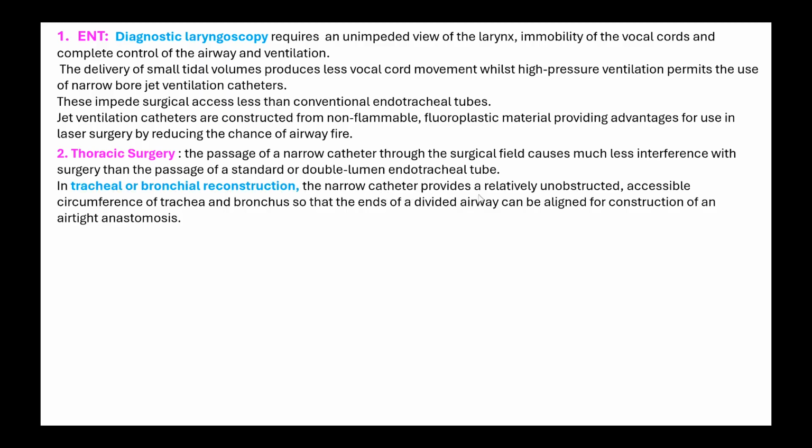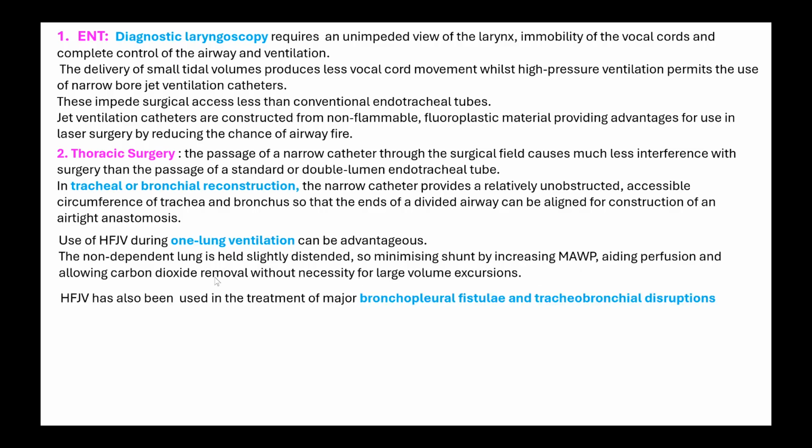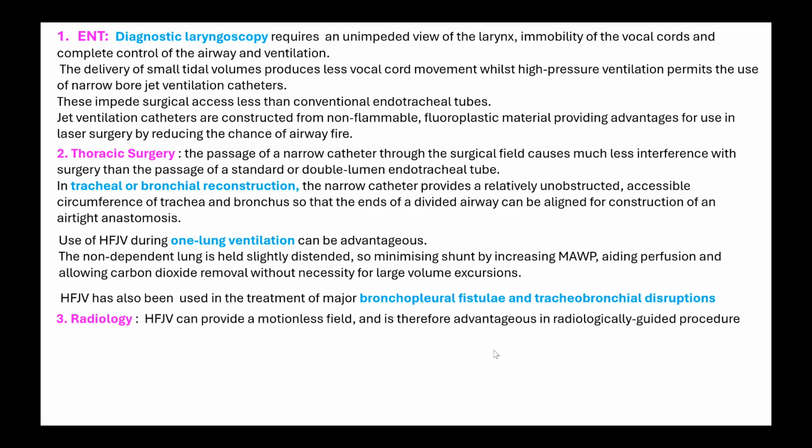So you use a very narrow catheter to provide relatively unobstructed access, and the circumference of the trachea and bronchi can be exposed and it can be aligned and sutured easily. And it can also be used in one lung ventilation. It can augment oxygenation, reduce the hypoxemia and improve the oxygenation. So the non-dependent lung is held slightly distended, minimizing the shunt and increasing the mean airway pressure, aiding perfusion. And it can be used in bronchopleural fistula and tracheobronchial fistula disruptions.